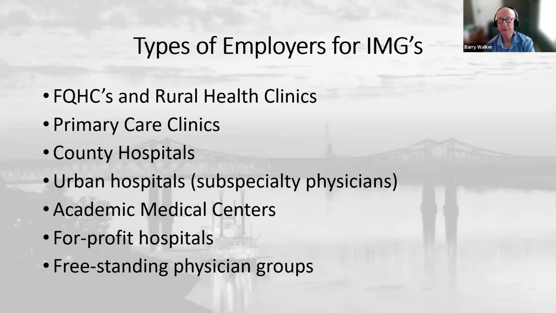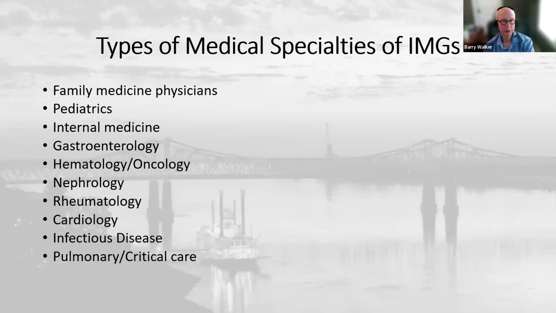Now, all of these entities have standing to request J-1 waivers. And all of these hospitals and facilities depend to some extent on the availability of foreign medical graduates. Here's just a list of all the different types of medical specialties that can come to the Delta region, sponsored by the DRA. Family med, pediatrics, internal medicine, gastroenterology, hematology, nephrology, rheumatology, cardiology, infectious disease, and pulmonary critical care.